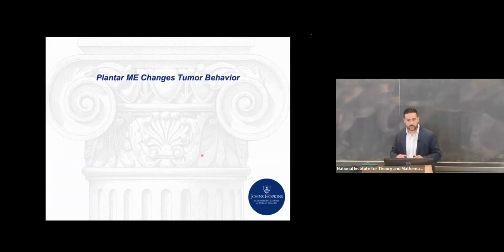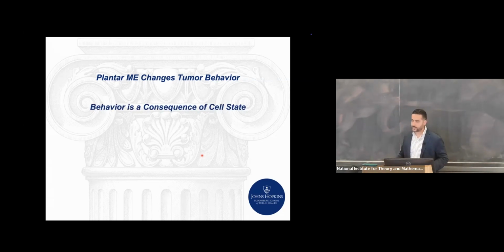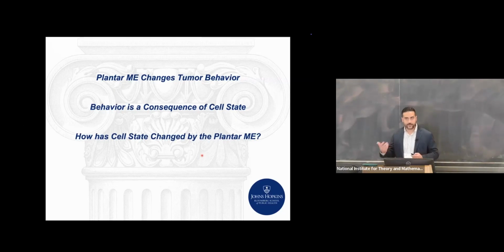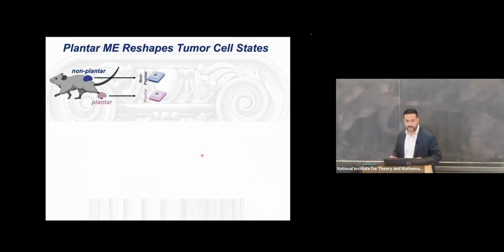So up to this point, we have shown with multiple independent in vivo models that the plantar microenvironment is changing tumor behavior. It's making them more metastatic. It's making them more acral identity-like. Obviously, behavior is a consequence of cell state. And so we are now interested in trying to understand how the cell state is changed by plantar microenvironments, by performing many omics and trying to make sense of the data.